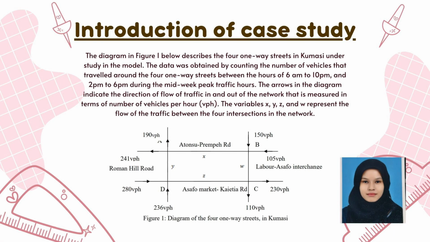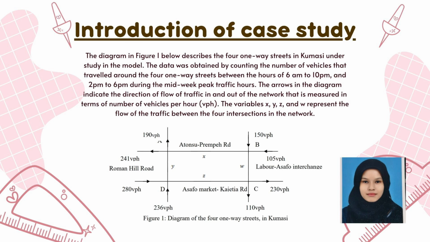Next, we move to the introduction of the case study. The diagram in figure 1 below describes the 4 one-way streets in Kumasi under study in the model. The data was obtained by counting the numbers of vehicles that travel around the 4 one-way streets between the hours of 6 am to 10 am and 2 pm to 6 pm during the midweek peak traffic hours.